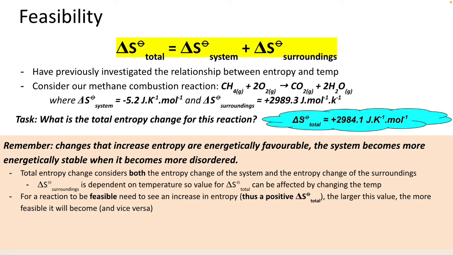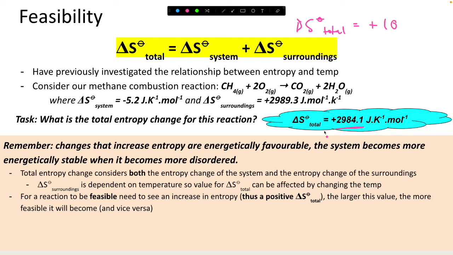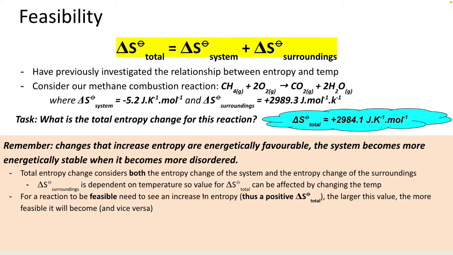So overall, to summarize this, for a reaction to be feasible, we need to see an increase in entropy. Thus, we need to have a positive value for the change in entropy, because that's telling us that the change is increasing. We're having more disorder. Disorder is energetically favorable. The larger this value is, the more feasible it becomes. So compare a delta S for a reaction for the total, something which is plus 10 compared to this one here, which is plus 2,000 or closer to 3,000, isn't it? We're going to be very confident that this is going to be a very feasible reaction.